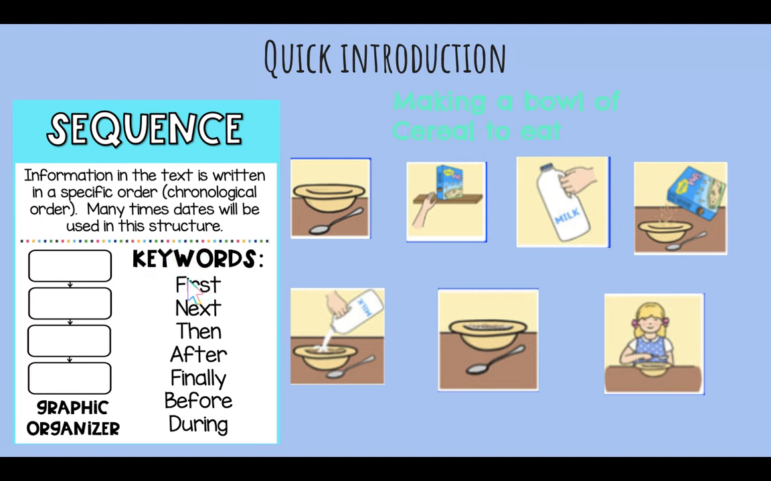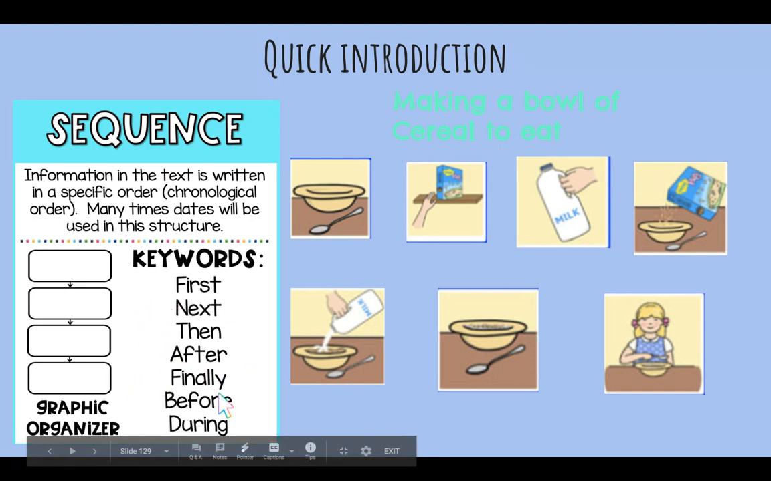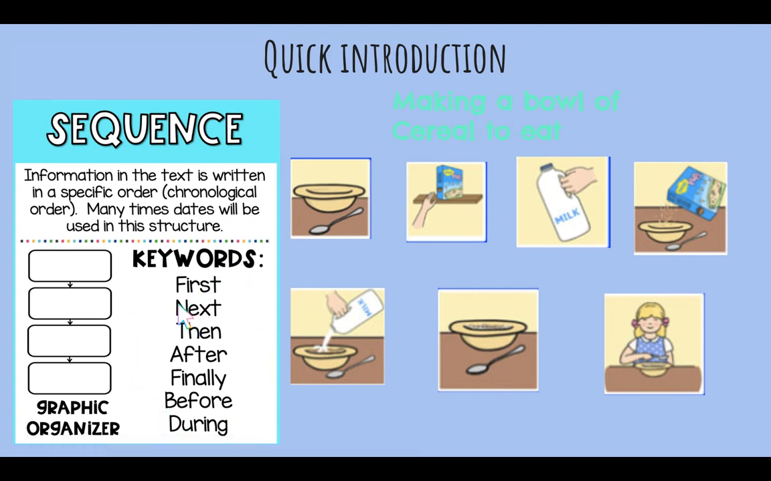And here are some key words that tell you that the text structure, which just means how the text is set up, is a sequence text. If it uses words like first, next, then, after, finally, before, during, those are all keywords that show you, oh, this text is sequencing something.